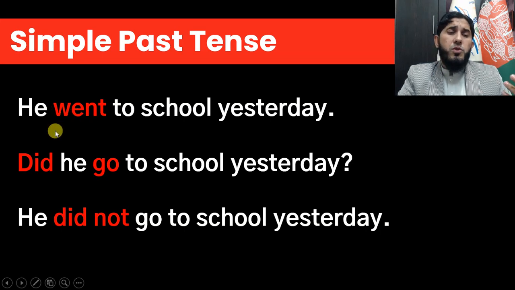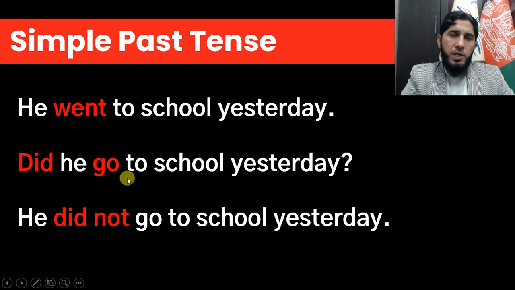But when we change it to negative form or interrogative form, then we need the auxiliary did, and the main verb is changed again to base form. So go, went, gone. I mean, the base form is go and the second form is went. But in interrogative form, the main verb is changed to base form. So, did he go to school yesterday?